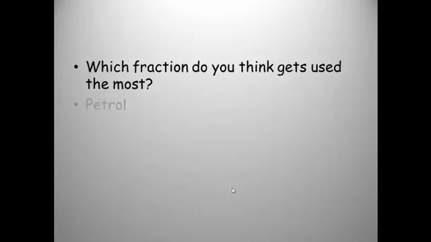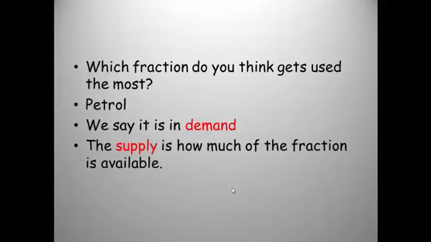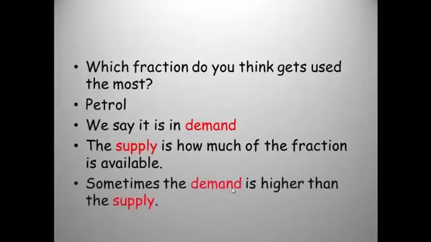Which fraction do you reckon gets used the most? It's obviously going to be petrol. I'm sure you already knew that. So we say that the demand for petrol is very, very high. The supply, however, is how much is available. Sometimes the demand for a particular fraction is going to be higher than its supply. For example, the demand for petrol is higher than its supply.